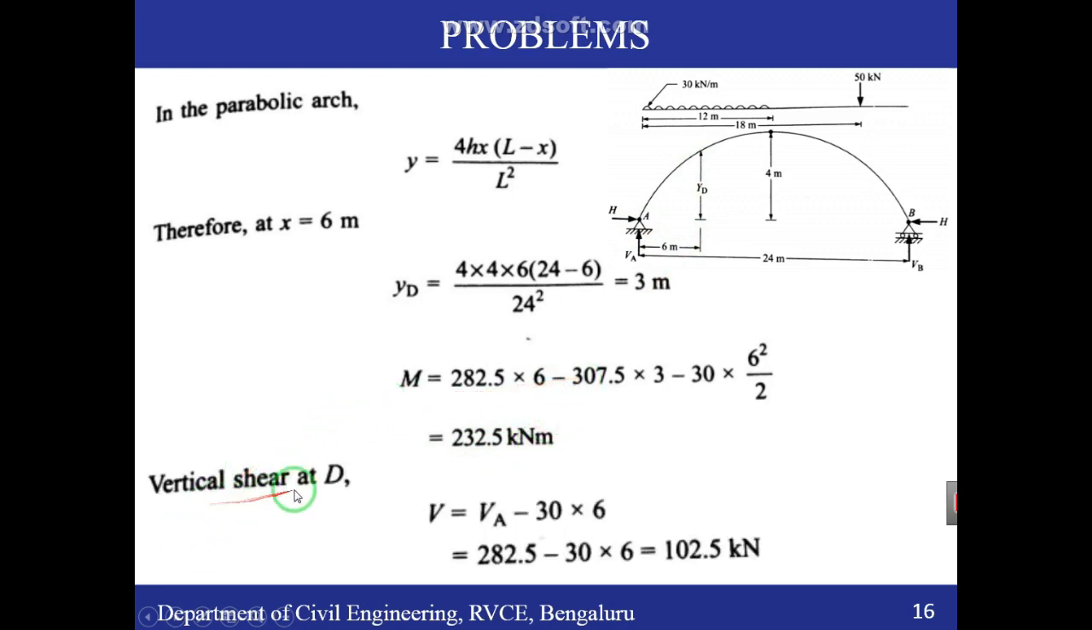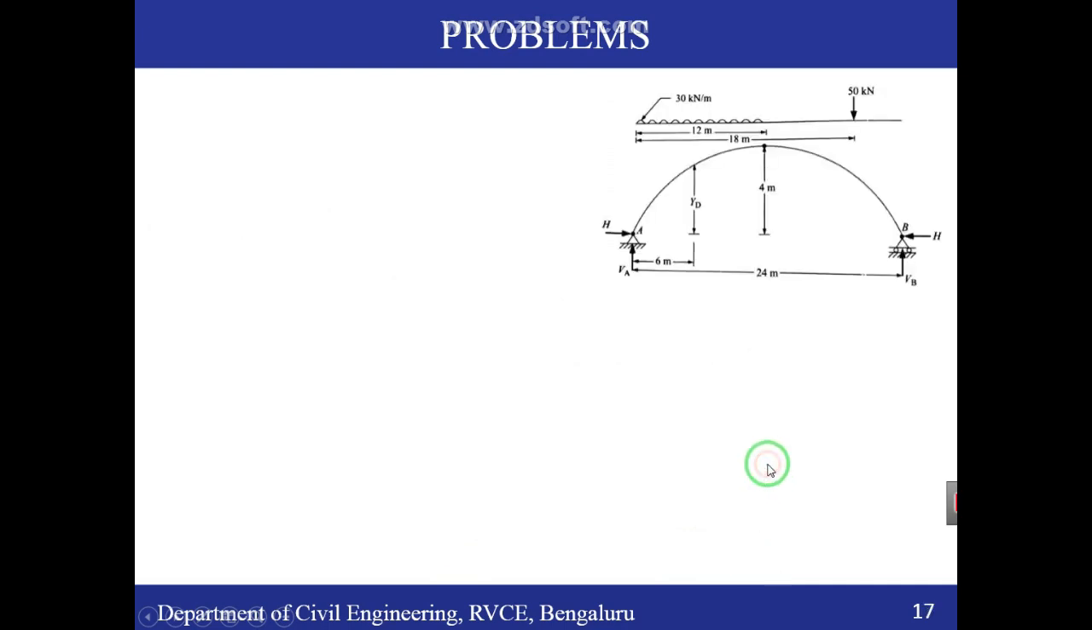And we are also going to calculate the vertical shear at D. That means the value of V at D. So I'm going to call this point D. VA is the vertical force and 30 is the downward force, vertical reaction and downward load. So there are only two loads acting within this 6 meters span. So we are going to take the summation of those two vertical forces. VA is 282, we know, and this is 30 into 6. So we are going to arrive at a value of V equal to 102.5 kilonewtons.